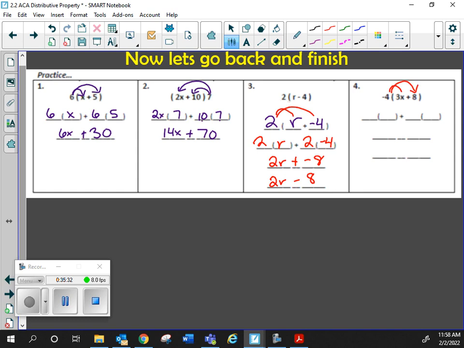Distribute it out. Even if the negative is on the outside, I'm still going to multiply. Negative 4 times 3x plus negative 4 times 8. Negative 4 times 3x, signs are negative, wins it, and that's going to be negative 12x. Bring down the plus. Signs are negative, 32 wins it. I had that adding the opposite, so it's the same thing as subtraction.